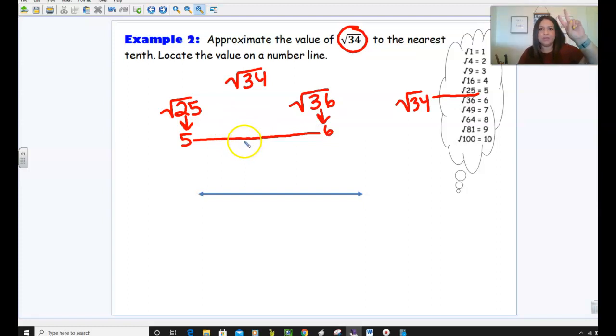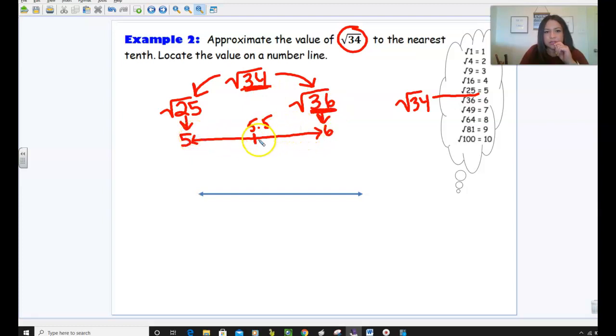Now step 2, I need to start using those decimals, multiplying them by themselves and trying to get as close as I can to the square root of 34. So if this right here is exactly 5.5, do we think that the square root of 34 is going to be closer to the square root of 25, or closer to the square root of 36? It looks like it's going to be closer to this one. So I'm going to start using numbers close to the 6. Once again, I'm going to start with something like 5.7 times 5.7.